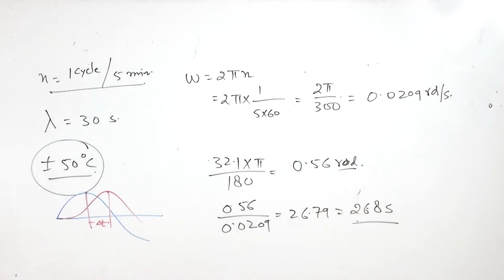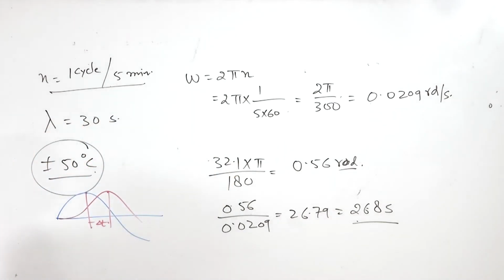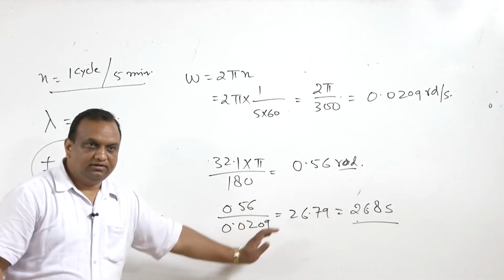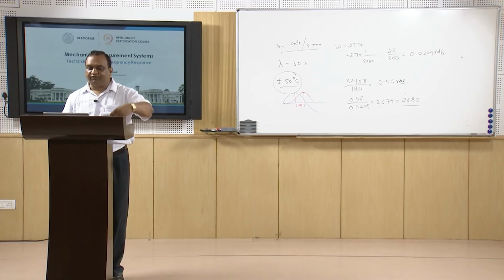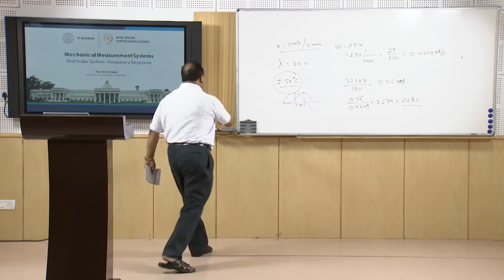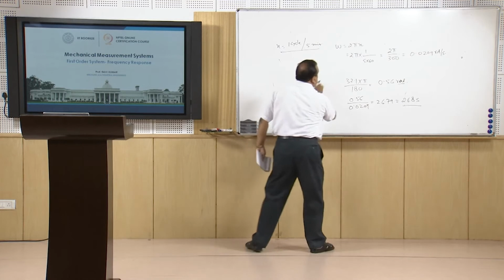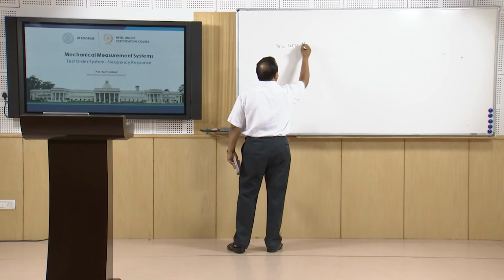So in a frequency input, there are two things: one is the amplitude ratio, and another is the phase lag. Now, regarding this, we will take another example. There is a first order instrument which is required to measure signals with a frequency of 100 hertz. Now, the frequency is quite high. n is equal to 100 cycles per second, or 100 hertz.